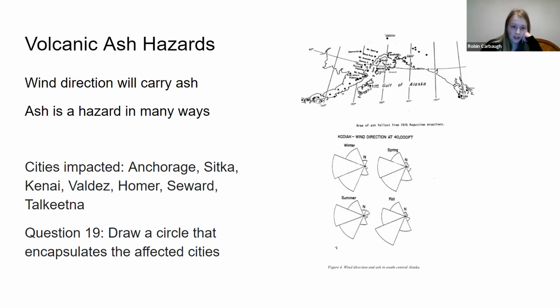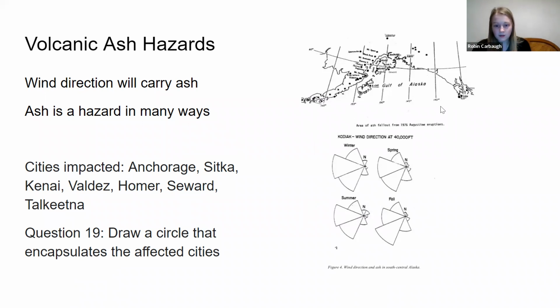So the next part's asking to draw a circle around all of the affected cities of this Augustan volcano. So we list a bunch of cities, and then on this image, you're just going to want to draw a big circle encapsulating all of them.